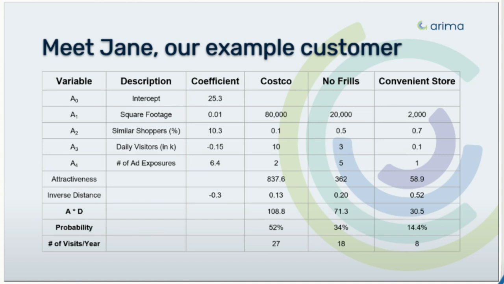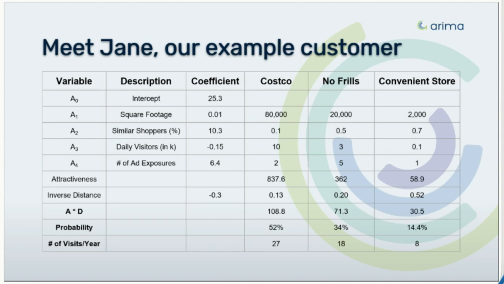Same thing, daily visitors, we're going to get the daily visitors of each of these stores, so we have these numbers. And finally, the number of times an ad has been served to her. Again, we know these numbers, so we can plug that in. Then it's a matter of calculating the attractiveness, which is the dot product of the two vectors, calculating the inverse distances, and finally multiplying them together. And again, if you follow the Huff model equation, which I had on the previous screen, you could calculate the probabilities of Jane going to one of the 3 stores.